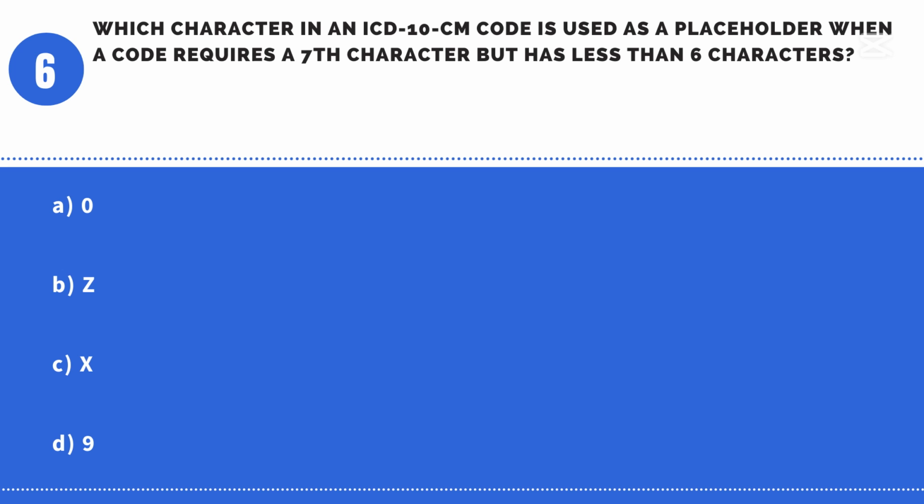Question 6. Which character in an ICD-10-CM code is used as a placeholder when a code requires a seventh character but has less than 6 characters? A. 0. B. Z. C. X. D. 9.